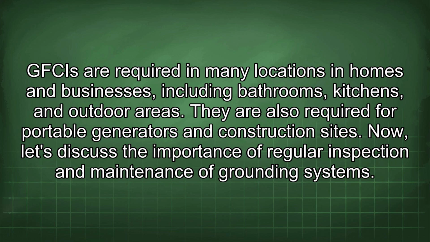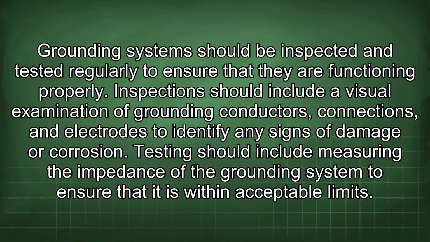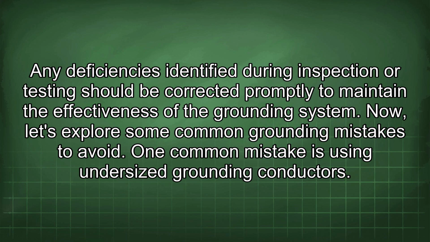Now, let's discuss the importance of regular inspection and maintenance of grounding systems. Grounding systems should be inspected and tested regularly to ensure that they are functioning properly. Inspection should include a visual examination of grounding conductors, connections, and electrodes to identify any signs of damage or corrosion. Testing should include measuring the impedance of the grounding system to ensure that it is within acceptable limits. Any deficiencies identified during inspection or testing should be corrected promptly to maintain the effectiveness of the grounding system.